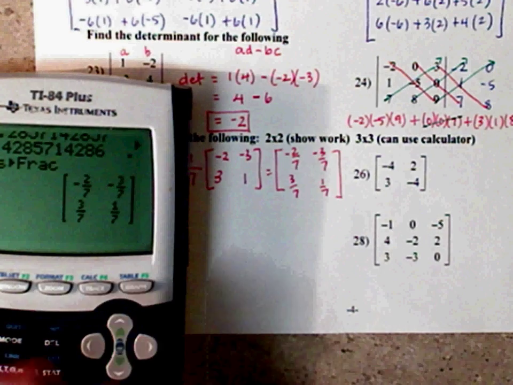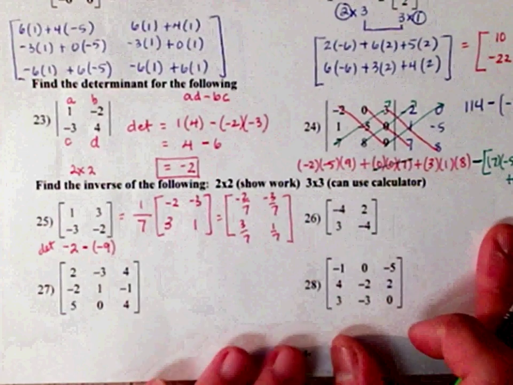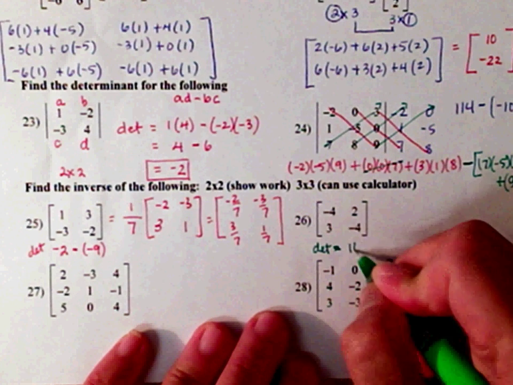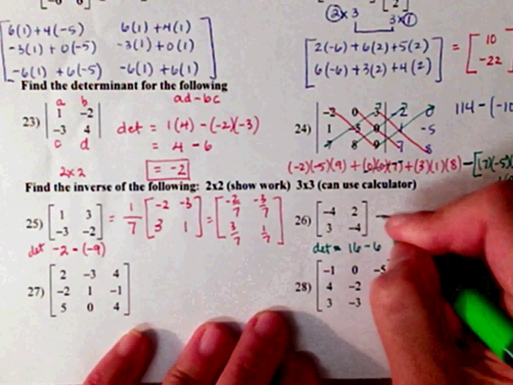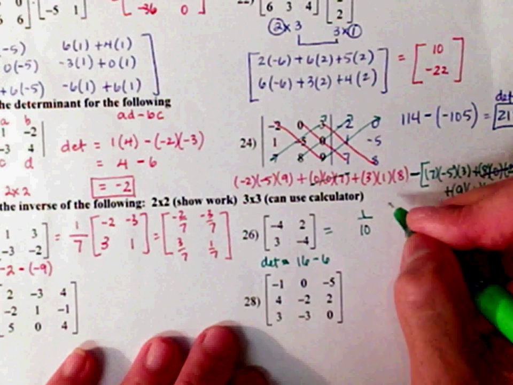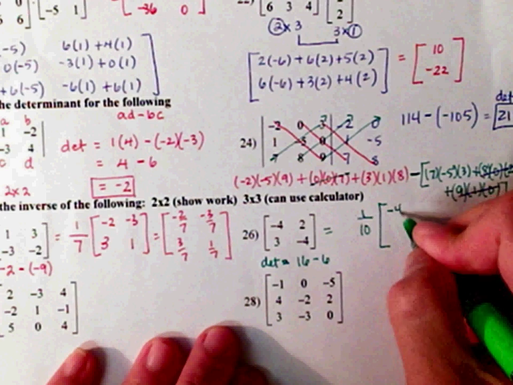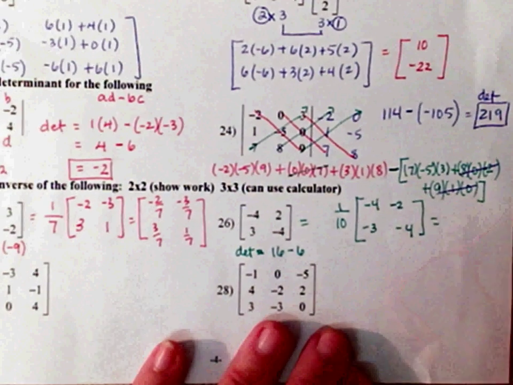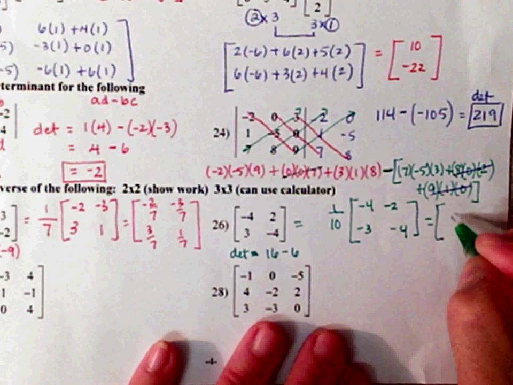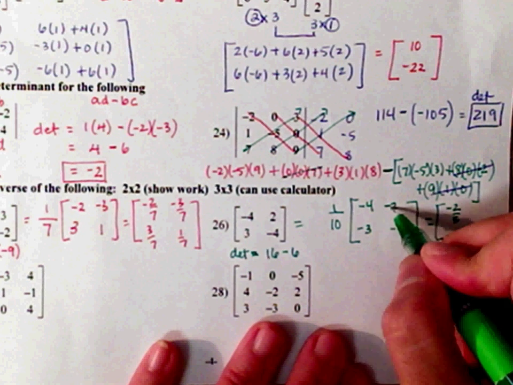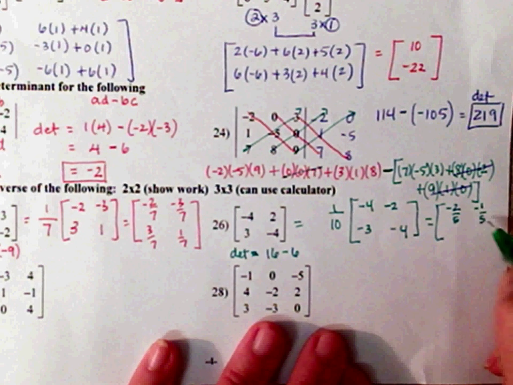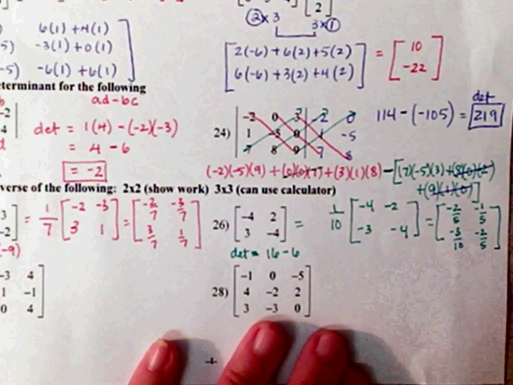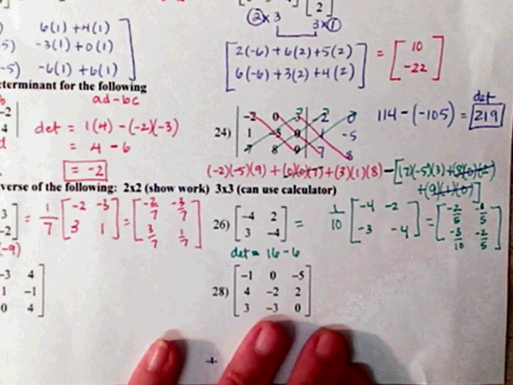Number 26, same thing. Find our determinant first. Negative 4 times negative 4 is 16 minus 6. So our determinant is 1 over 10, just like that. Here's your adjugate. Switch the 2. Negate the other 2. Multiply across, okay? Negative 4 over 10 is negative 2 over 5. Negative 2 over 10 is negative 1 over 5. Negative 3 over 10, and then negative 2 over 5. I just went ahead and simplified it. So there you have it. And that's number 26, okay?